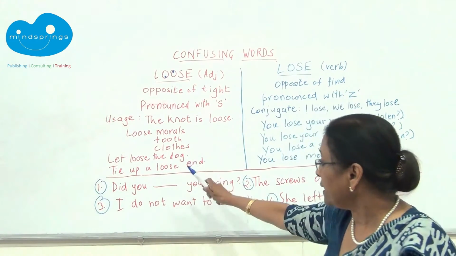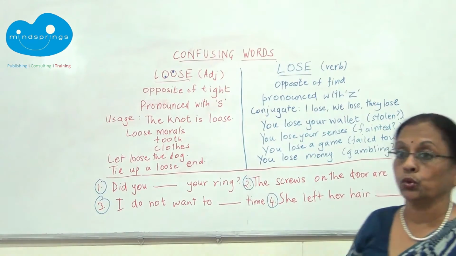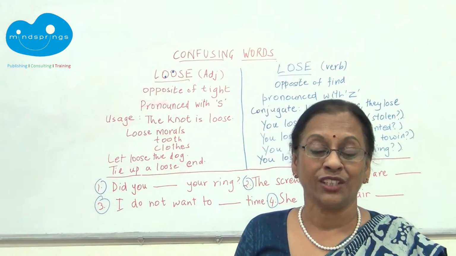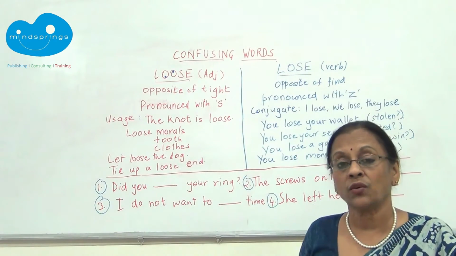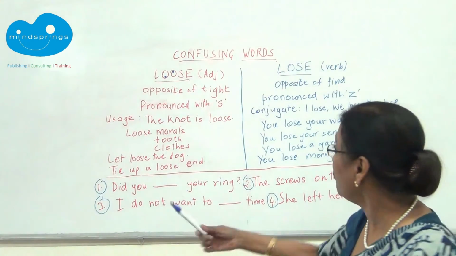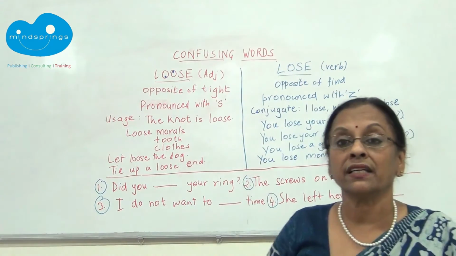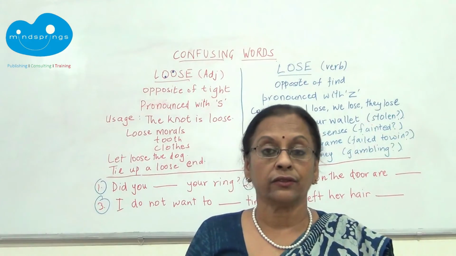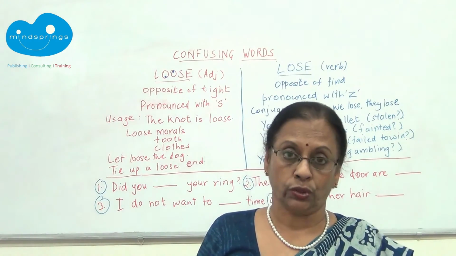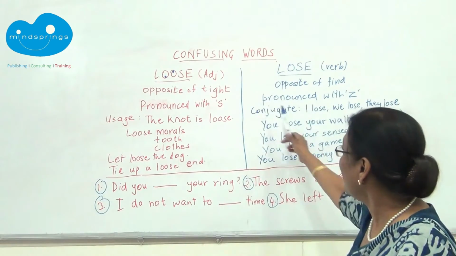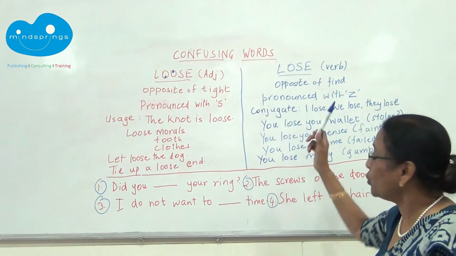Let's now come to lose. You lose something. Lose is a verb. So therefore, you can conjugate it. Before that, let's say the meaning is the opposite of to find. So to find and to lose. And therefore, it's the opposite. So you can conjugate it.